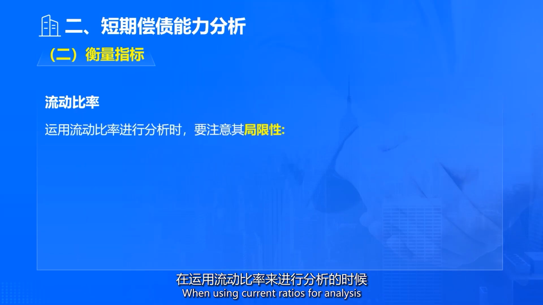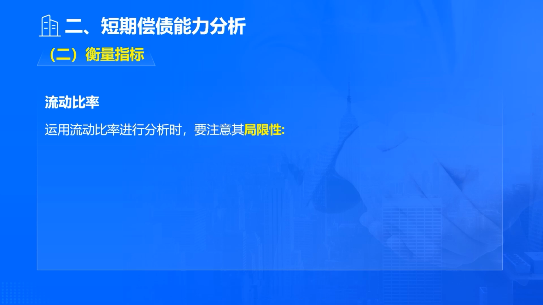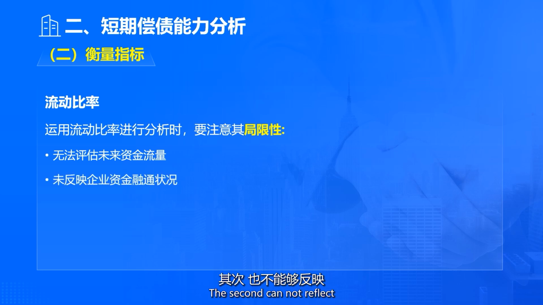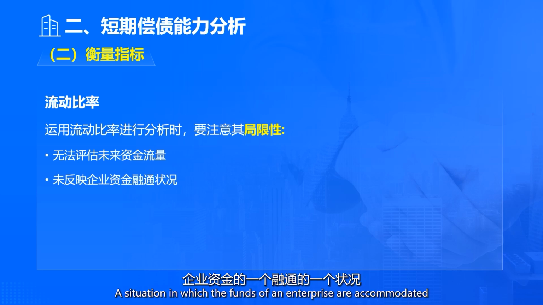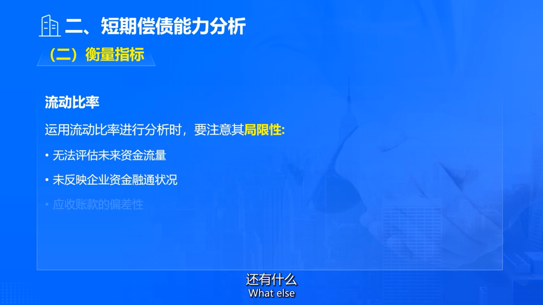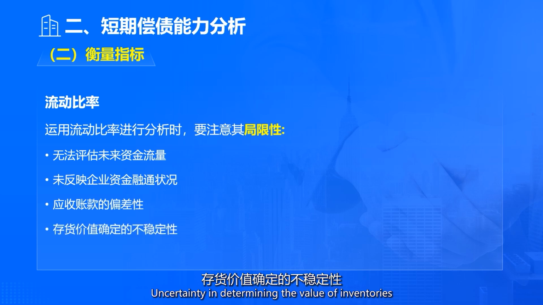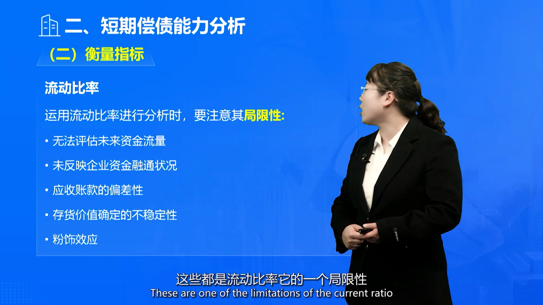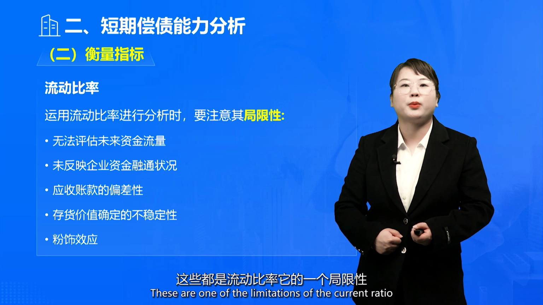When using current ratios for analysis, what should we pay attention to? Limitations, first of all. There's no way to evaluate future cash flow. The second is that it cannot reflect the situation in which the funds of an enterprise are tied up. What else? Deviation of accounts receivable, uncertainty in determining the value of inventories, and the effect of window dressing. These are some of the limitations of the current ratio.